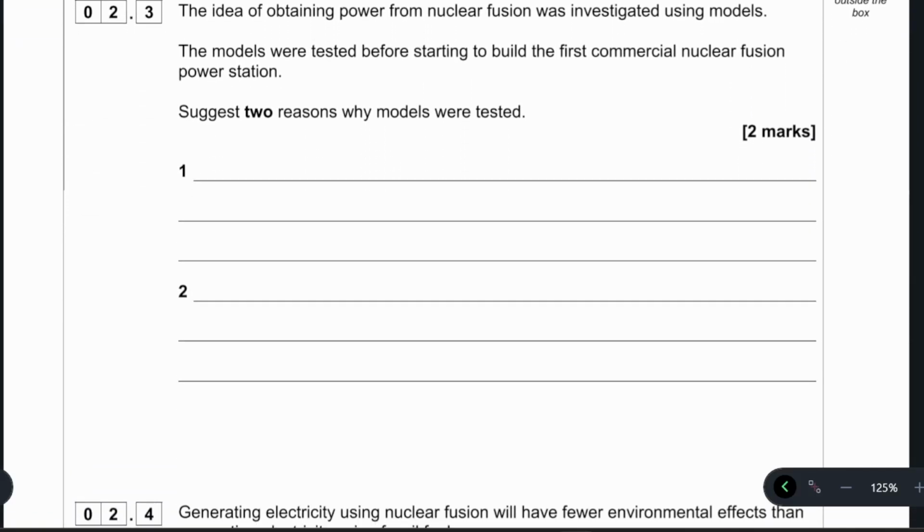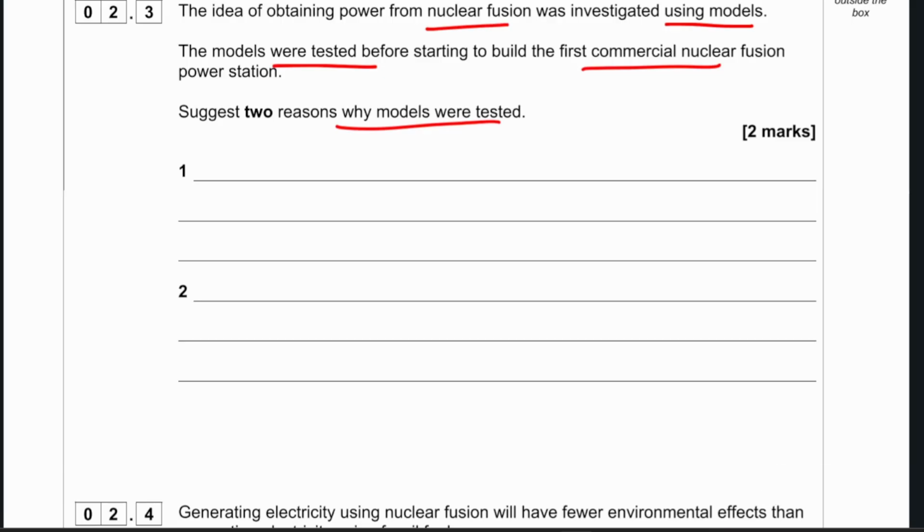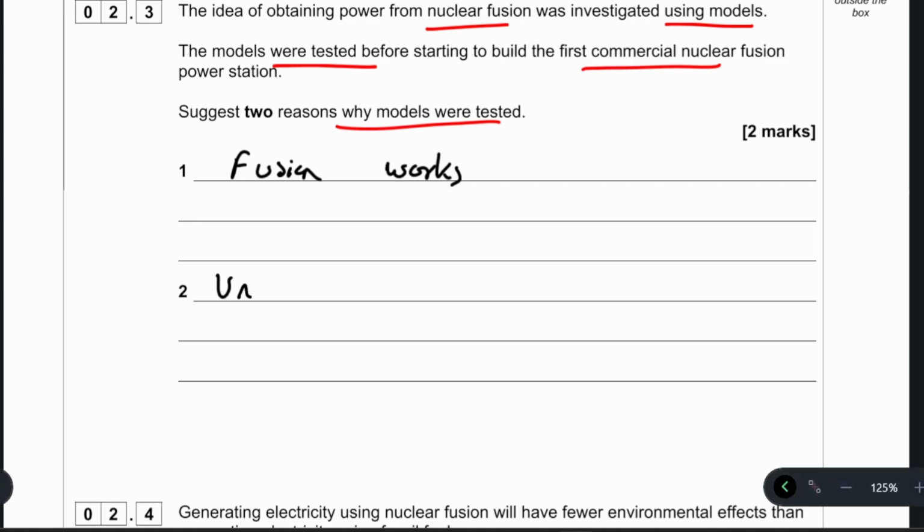The next part then, the idea of obtaining power from nuclear fusion was investigated using models. The models were tested before starting to build the first commercial nuclear fusion power station. Suggest 2 reasons why models were tested. Well, it's a commercial nuclear fusion power station, so what's really important is that we want to make money from this, and we want to make sure that it works, first of all. So first of all, we want to test that fusion works. That would be valid for the first point. And the second point, we can say to actually understand the process that's going to be needed.